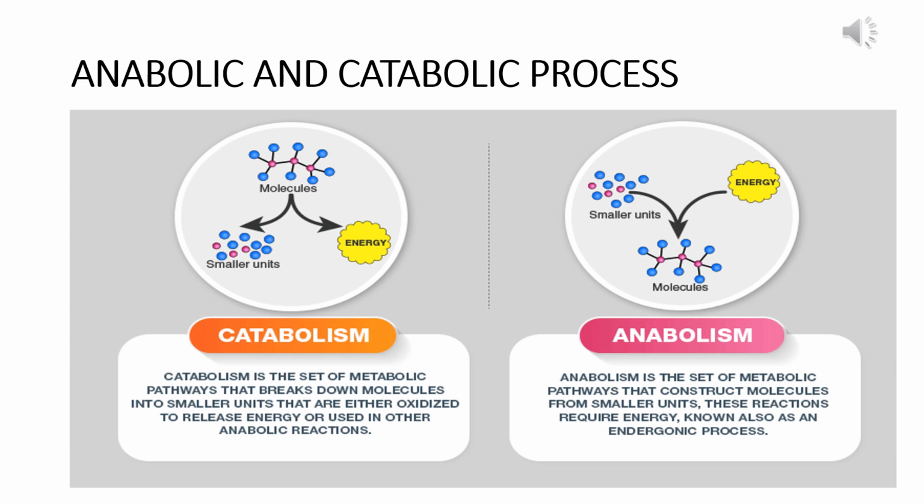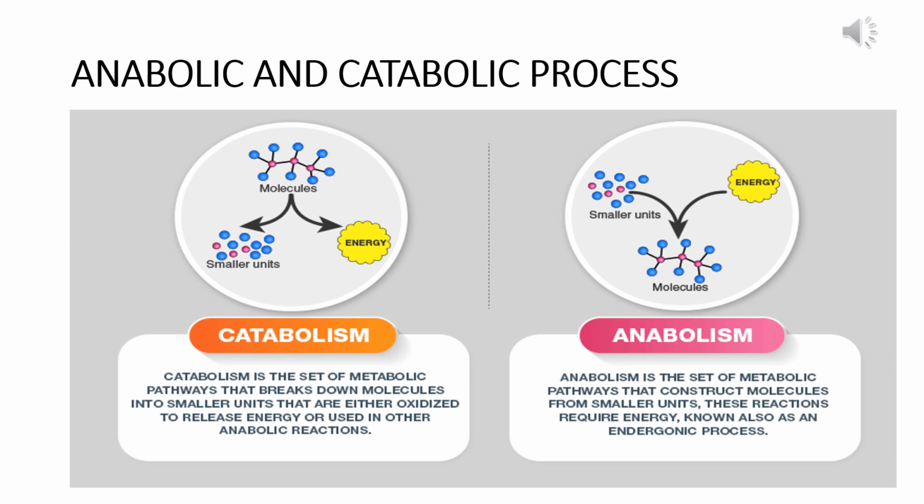And here energy is not being consumed, but energy is produced. So catabolism is the set of metabolic pathways that breaks down molecules into smaller units that are either oxidized to release energy or used in other anabolic reactions. So the products of catabolism are like that. The smaller units might again be used in anabolic processes, or they are oxidized to produce energy. So catabolism and anabolism are, one is a biosynthetic process and another is a breakdown process.